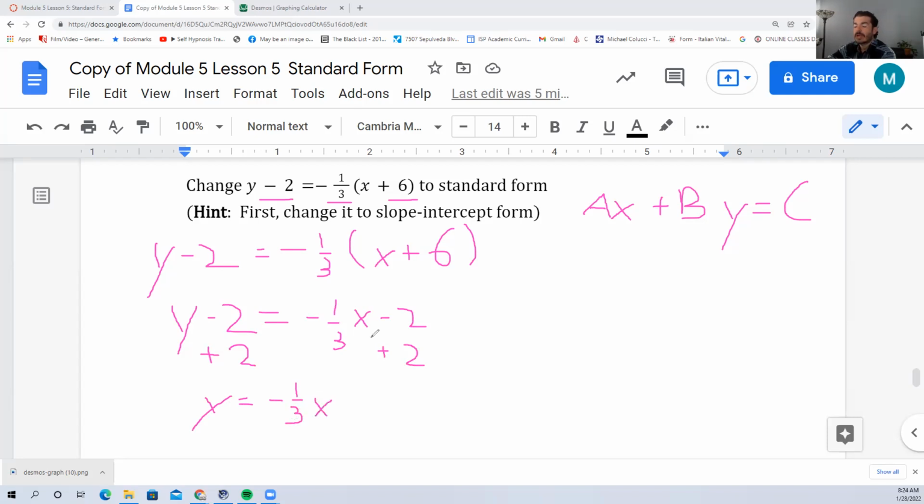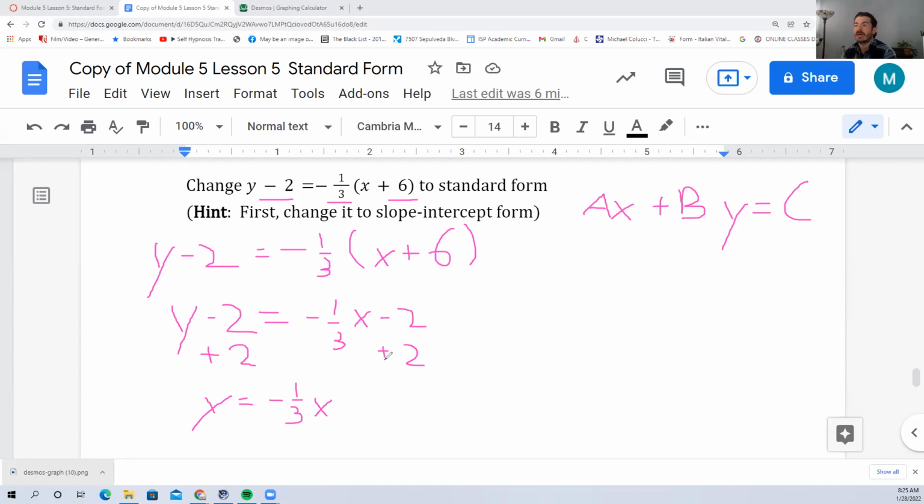And oh look, -2 plus 2 is also 0. So the y-intercept of this graph is 0. I also want to make a note that the x-intercept on this graph is also 0. And we have what's called a direct variation equation. And we can refer to the slope now as the constant of variation, right? This line goes through the origin at 0, 0.